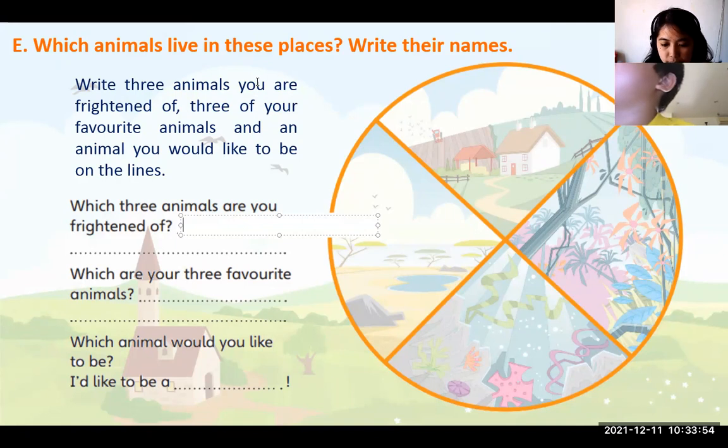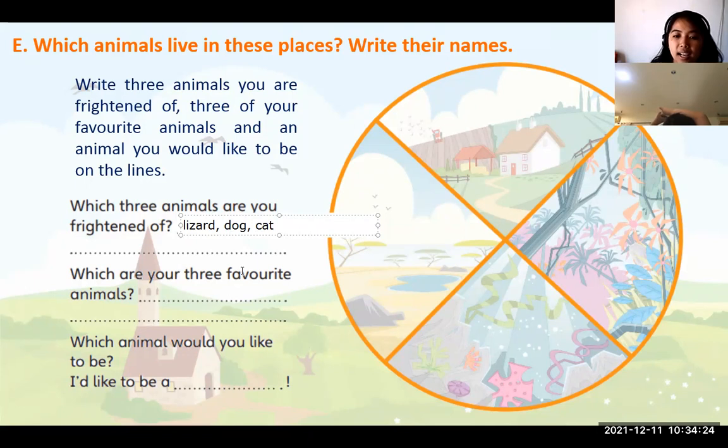I do not know. Okay, so you spell it, so teacher will write it for you. Okay, so this is lizard, a goat, and a duck. Is that right? No. Okay, lizard, a dog and a cat. Cat, lizard, dog, and cat.